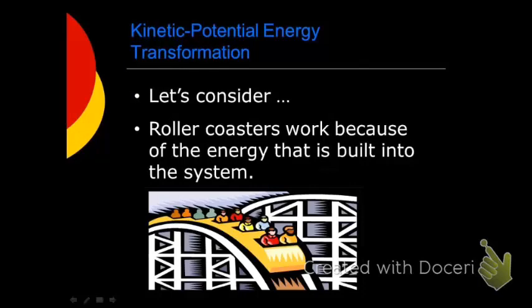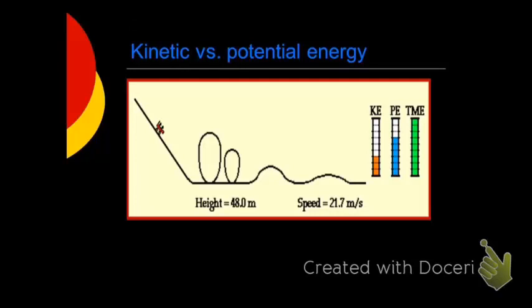Roller coasters work because the energy gets built into the system, right? Take a look at this animation. Watch both the car and the graphs on the side. It also gives you the information of height and speed at different points along the track. Now watch it again. So now tell your partner, the person you're sitting right next to, and you three can go together. Tell them how you see both kinetic and potential energy. Just give your observations about energy transformation in this animation.